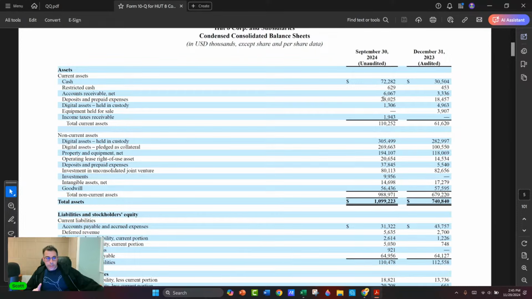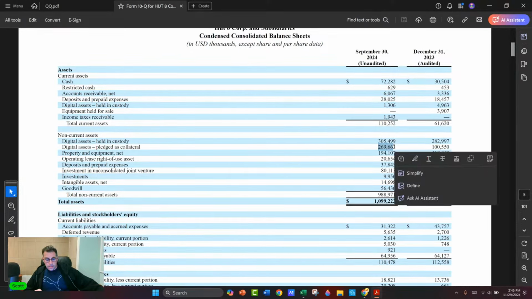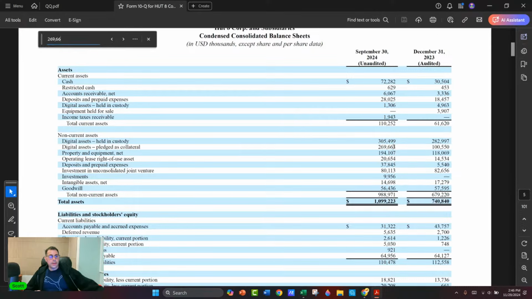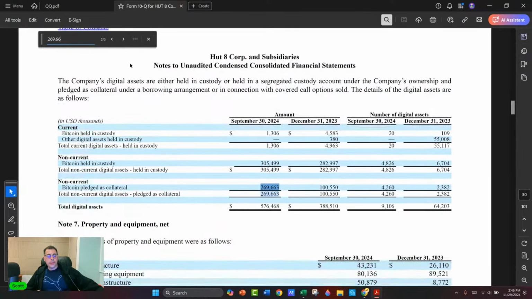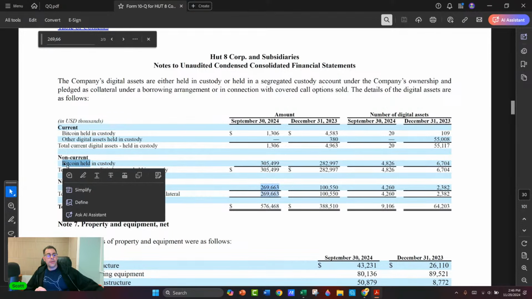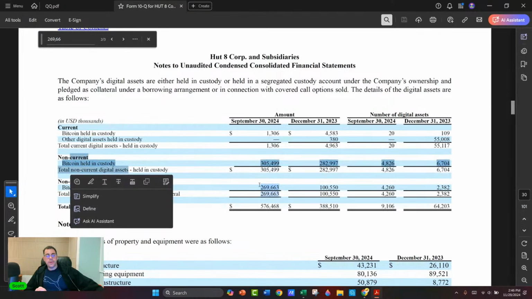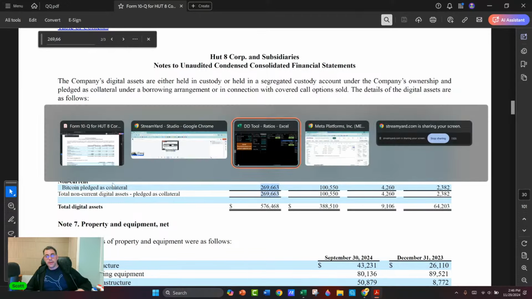72 million of cash. But I know they mine Bitcoin, and it's all Bitcoin. They don't have any other crypto, at least from what I found out. So you can see the 305 million is Bitcoin held in custody, and the 269 million is Bitcoin pledged as collateral. So it's all Bitcoin.